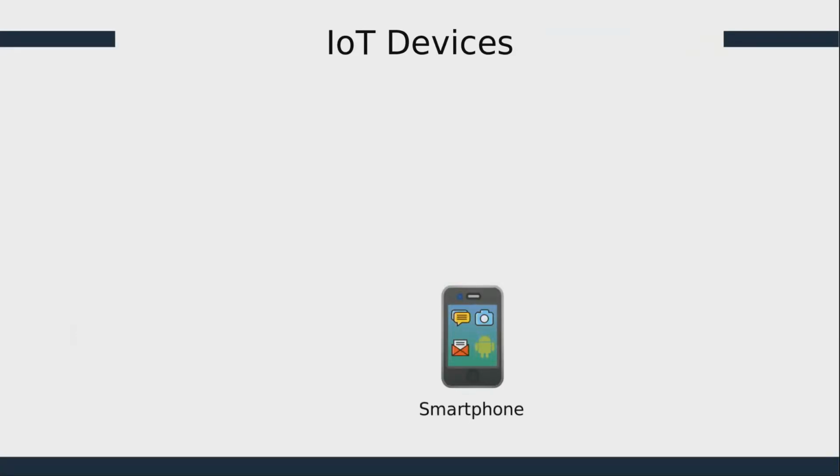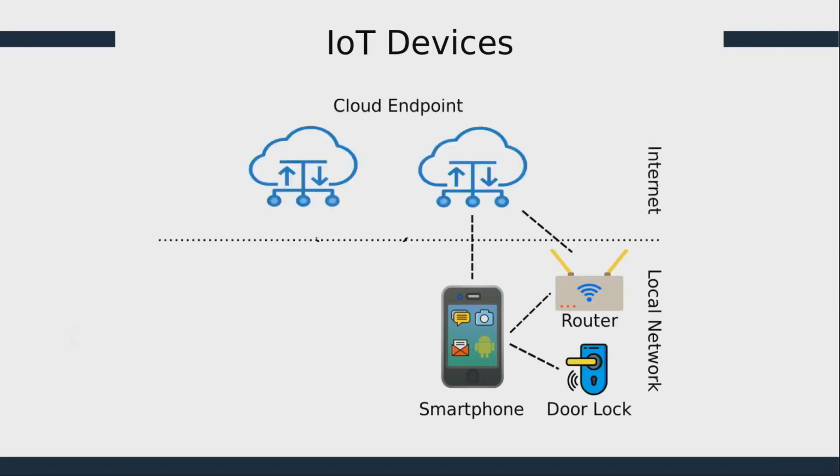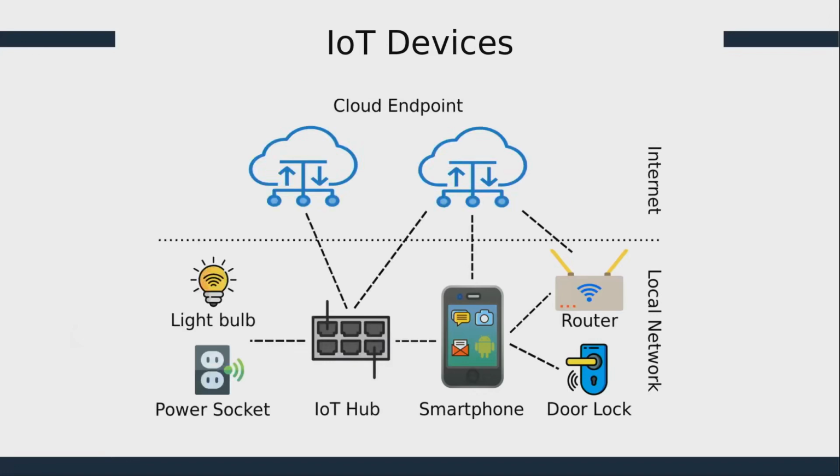Usually, the way we interact with IoT devices is through our smartphone. We send a request through the local network to some device, router, or door lock, or we might send the same request through a cloud endpoint, which is usually managed by the vendor of the IoT device. Another way is through IoT hubs. The smartphone will send a request to some IoT hub, which in turn will send a request to some other IoT devices.